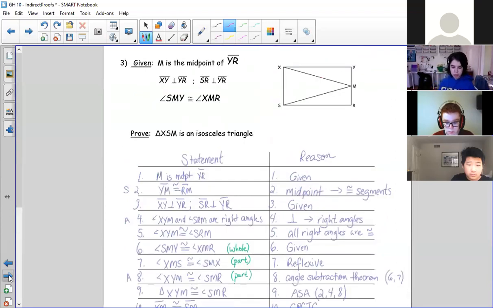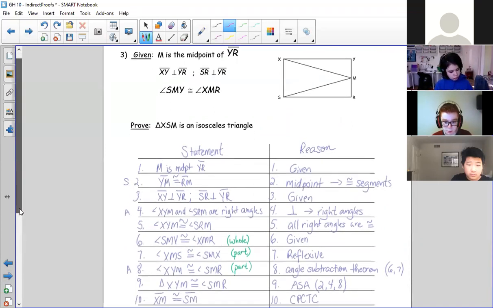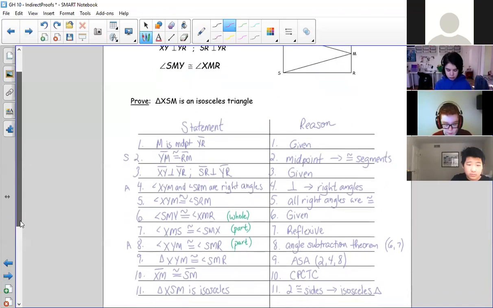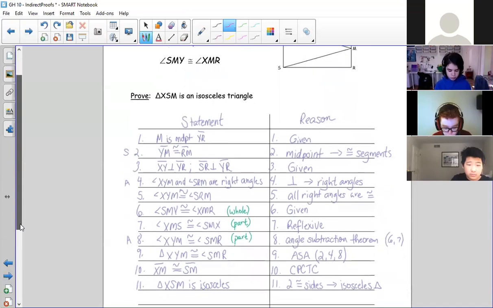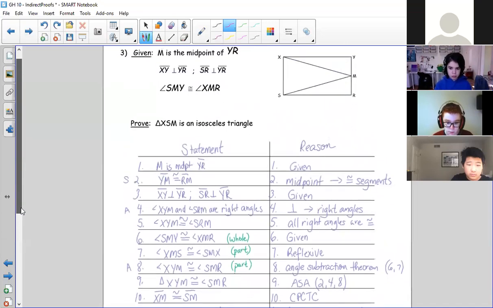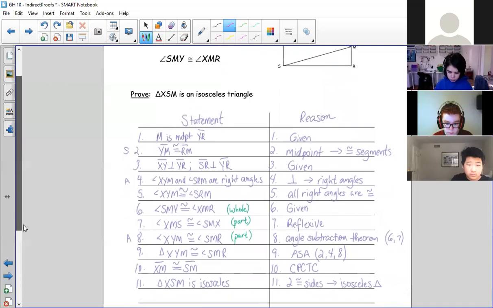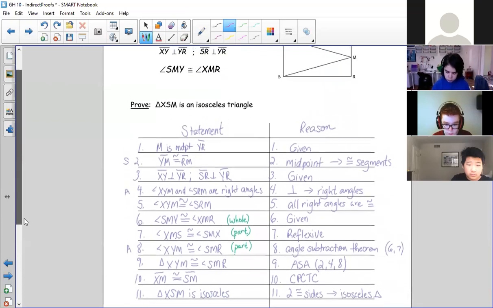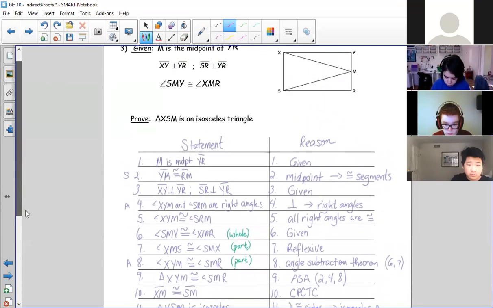All righty. We had M is the midpoint of YR, so that gives us congruent segments. We have a perpendicular giving us right angles, and all right angles are congruent. Then we got our last angle again by angle subtraction theorem for angle side angle, and then we got CPCTC to show isosceles.